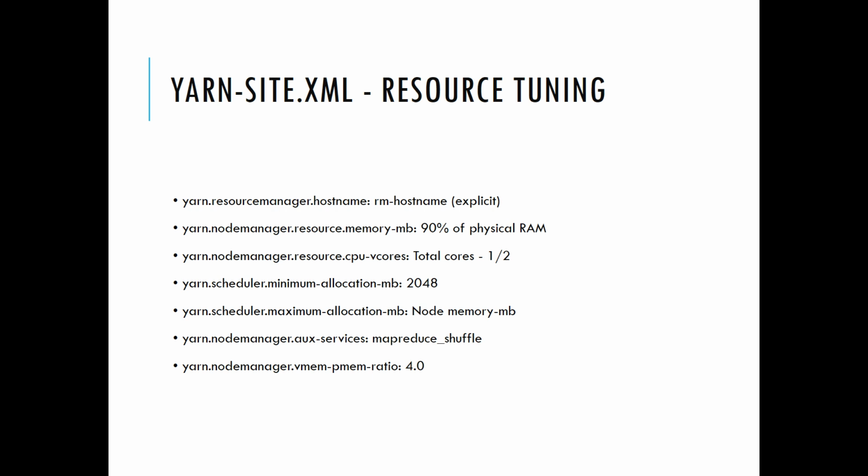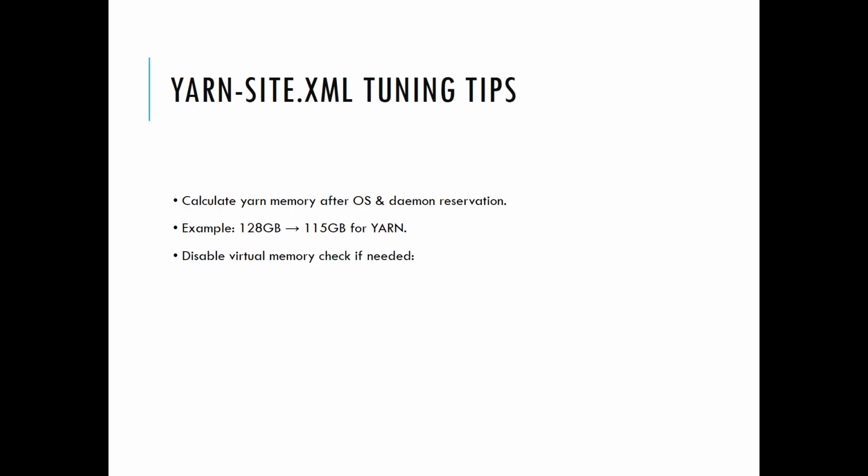Enable MapReduce shuffle services via yarn.nodemanager.aux-services. Finally, the yarn.nodemanager.vmem-pmem-ratio should be tuned to 4.0 for balanced virtual and physical memory usage. To avoid overcommitting memory, calculate YARN memory availability after subtracting what is reserved by the operating system and Hadoop daemons. For instance, in a node with 128 GB of RAM, allocate around 115 GB to YARN.